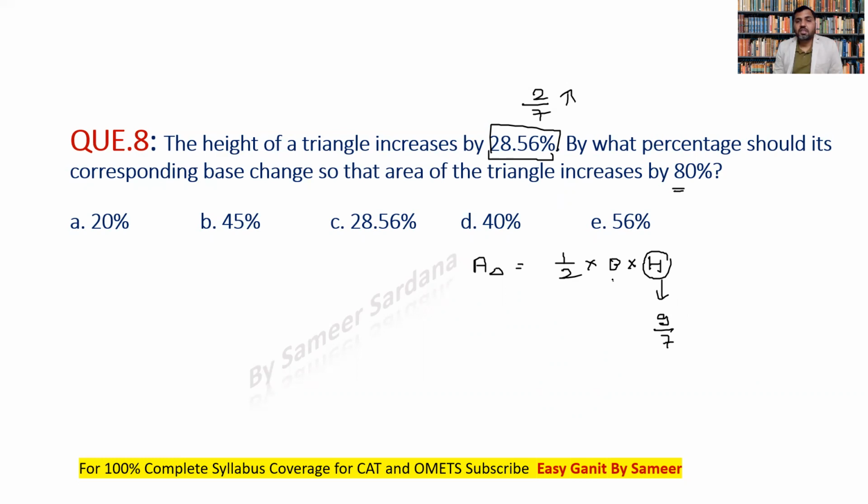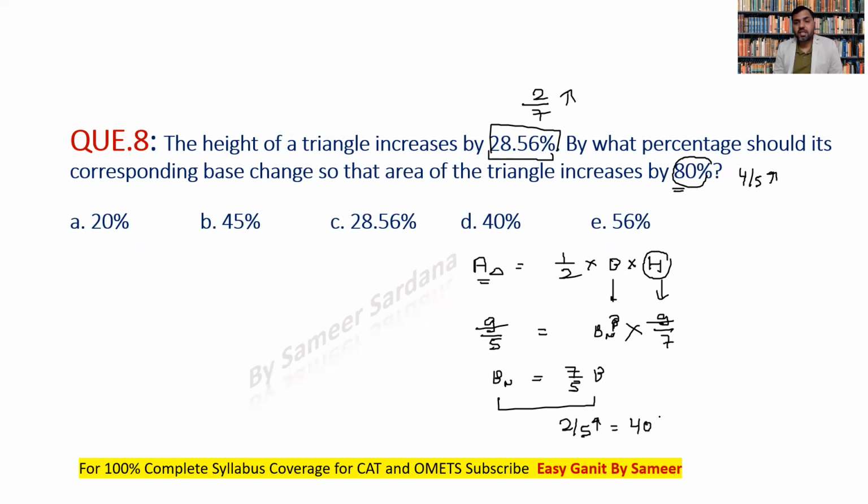The question asks by what percentage the base should go up so that the area of the triangle increases by 80%. An 80% increase means 4 by 5 increment, so I want the new area to be 9 by 5 of the old area. So simply find the multiplying factor in the base. My new base should be equal to 7 by 5 of the old base. So the increment in the base is 2 by 5, which means it should increase by 40%. So D will be the correct answer.